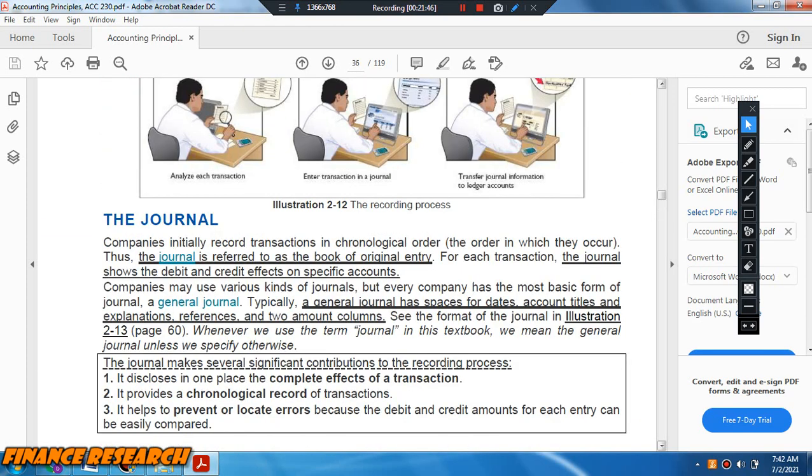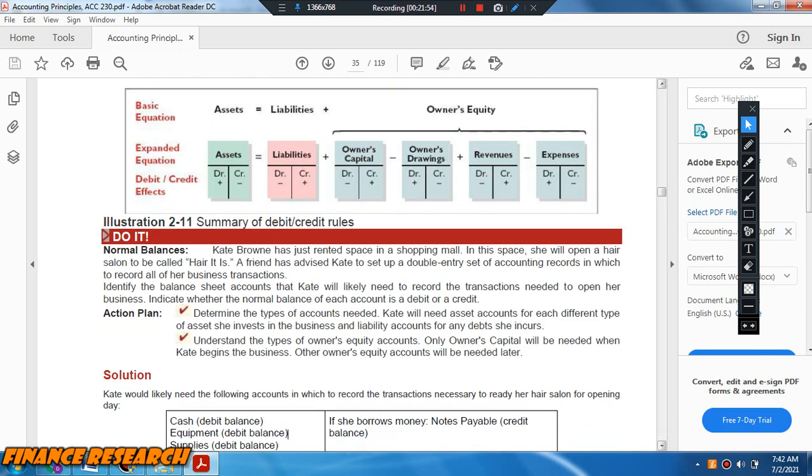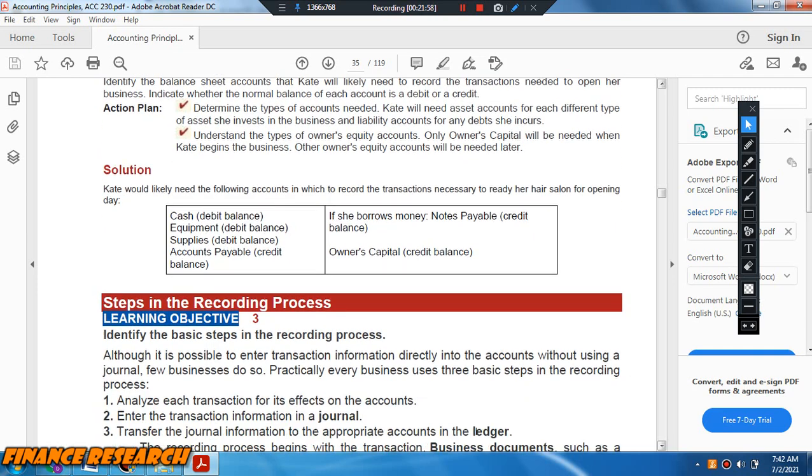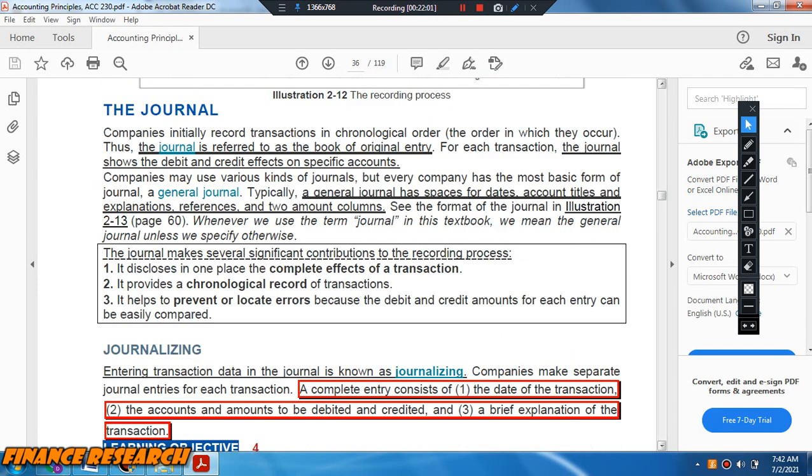Now we will see what exactly the accountant does in the recording process. First of all, they analyze. Okay, what do they do? The recording process is considered to record in the form of a journal. Companies initially record transactions in chronological order. What does chronological order mean? Date wise, day wise and date wise, every time there are transactions and they record each transaction, which is known as the book of original entry, known as the journal.